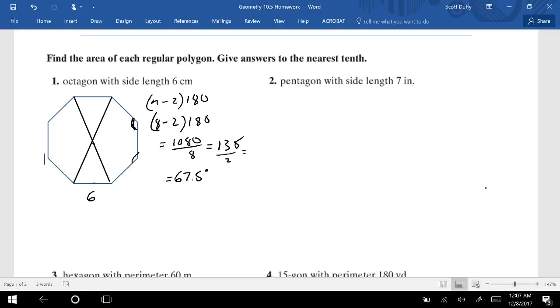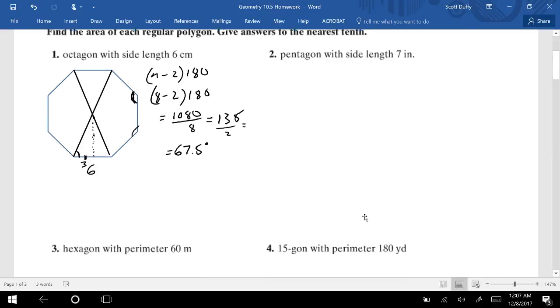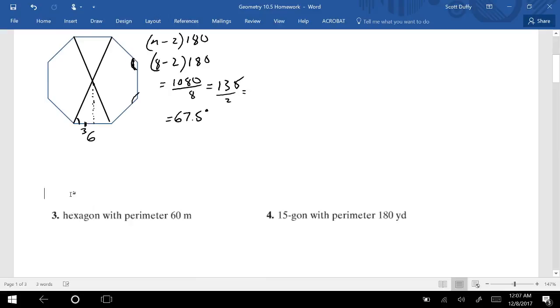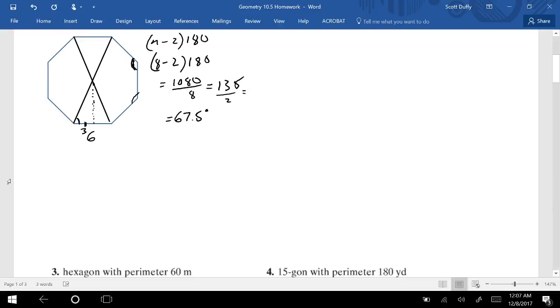So I know that the apothem cuts that side length in half. So this right here would be a length of 3. I just figured out that this angle is 67.5. What I'm going to do is draw that little triangle a little bit larger. So the right triangle here is going to be redrawn with a right angle there. This is 67.5 degrees. This right here is 3, and I want to find the length of the apothem.